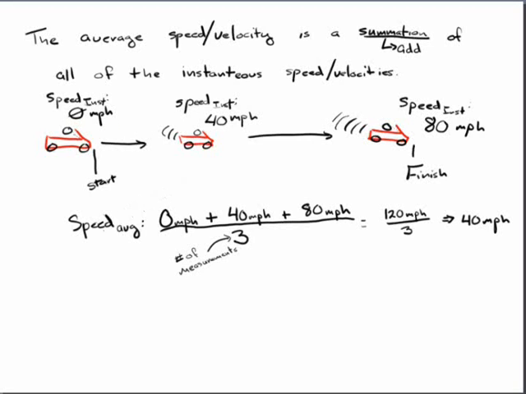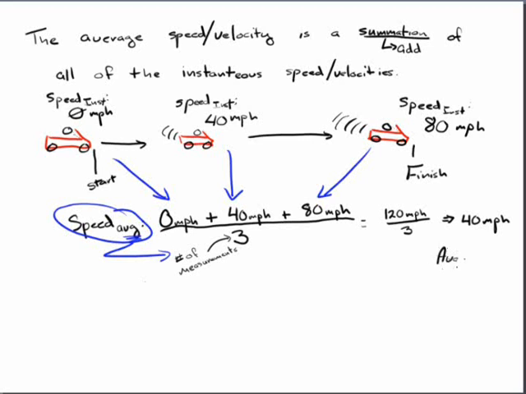instantaneous speeds. But if I want to figure out my average speed, all I have to do is take my first speed and add my second speed and add my third speed. And considering that this is an average, I'm going to divide by the number of measurements I made. In this case it was 3. When you run the math, I get an average speed of 40 miles per hour. So this is average speed.